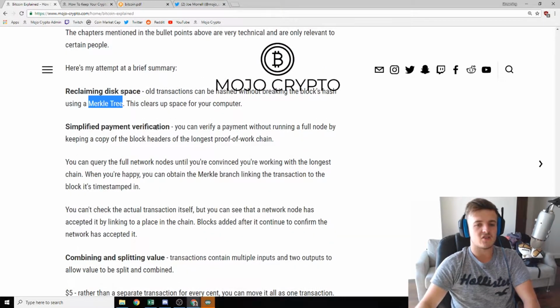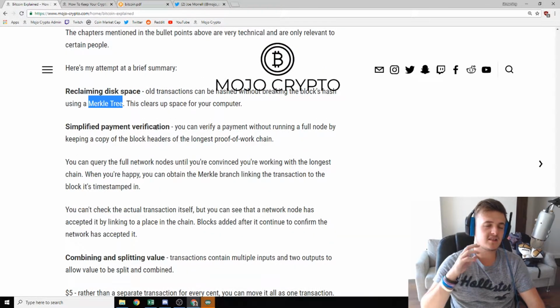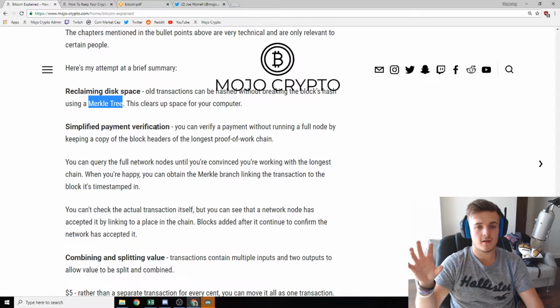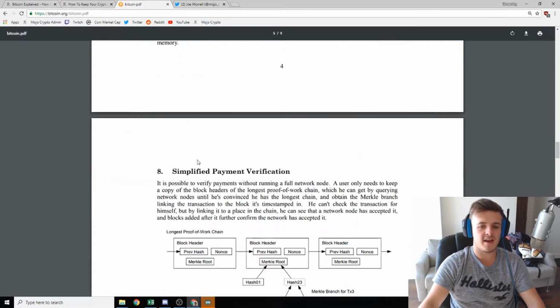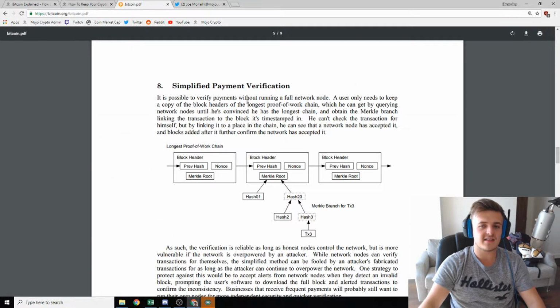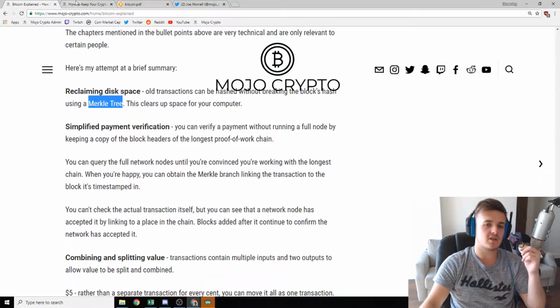Simplified payment verification. Now, to me, this is the most baffling part of the whole white paper. I just don't think it's very well written. If I'm honest, it's hard to get your head around. I've read it so many times, and it's just a bit obscure. It's not very clear. So I'll try my best to explain it my way.